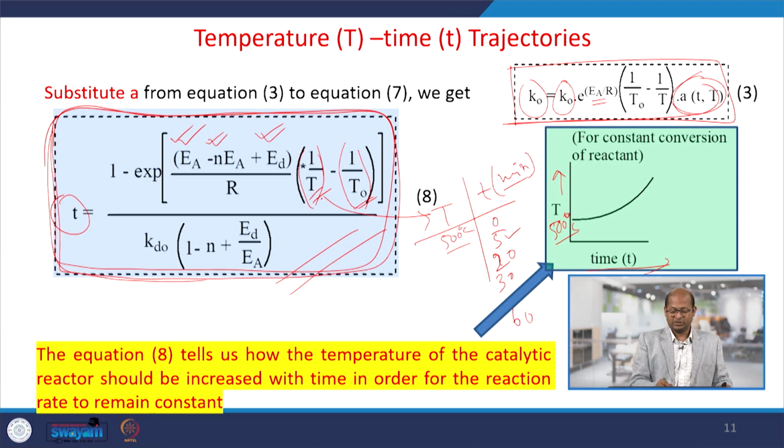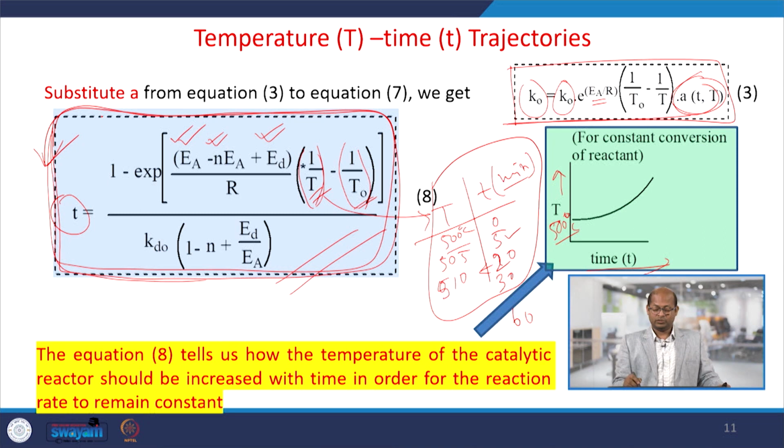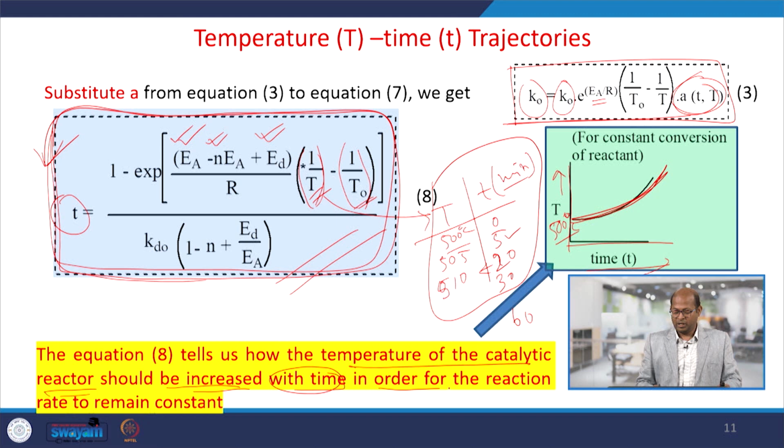So, then what would be this temperature? That may be 5 degrees centigrade at 20 minutes, maybe 500 at 10 degrees centigrade, like that. If we get this value or this table from these equations, equation 8, and plot temperature against time, the nature of the curve should be like this. It indicates how the temperature of the catalytic reactor should be increased with time in order for the reaction rate to remain constant.